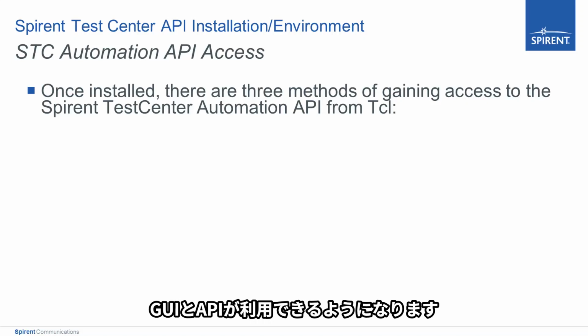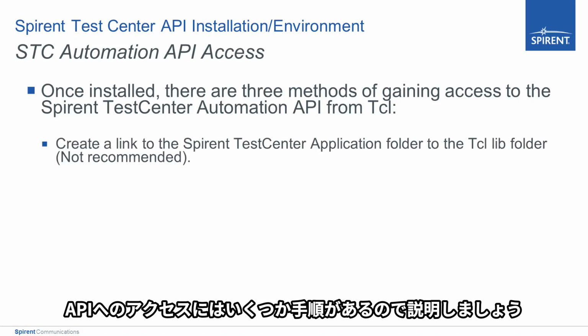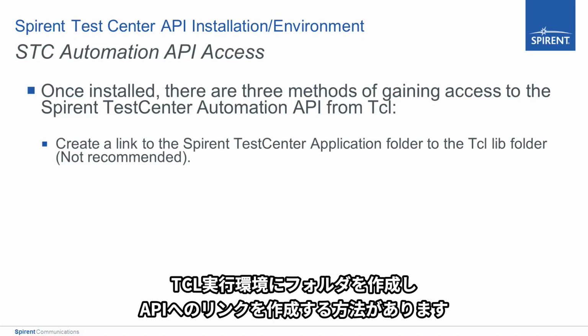However, before you can start running scripts, there are a couple of things that you're going to have to do. There are really three methods of gaining access to the Spirent TestCenter Automation API from within TCL. You can create a folder within the TCL lib folder, and then within that folder, specify a link to the package index.tcl file. This is not recommended, and we will talk about package index.tcl in the next couple of slides.